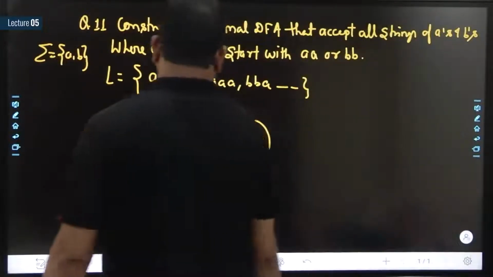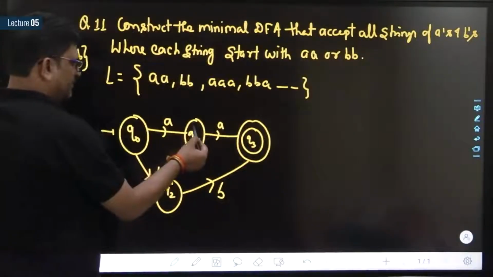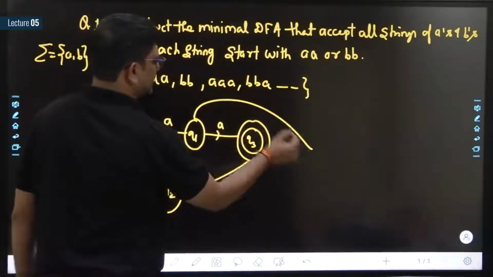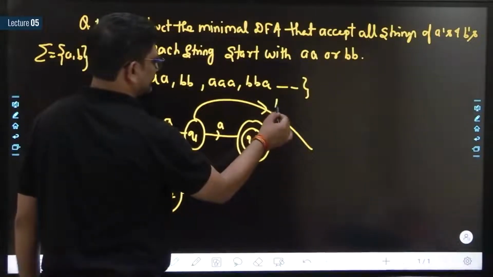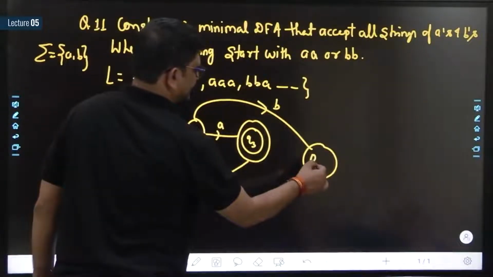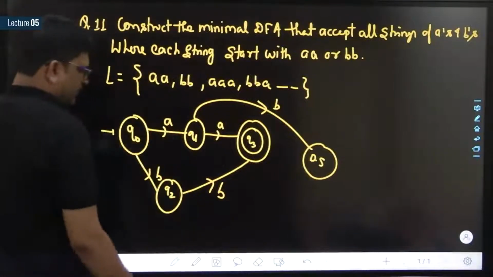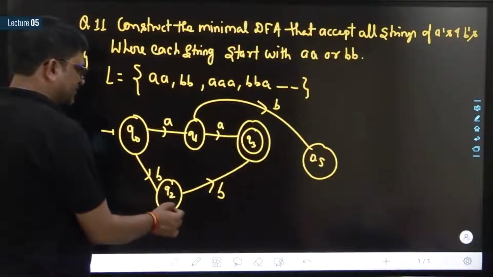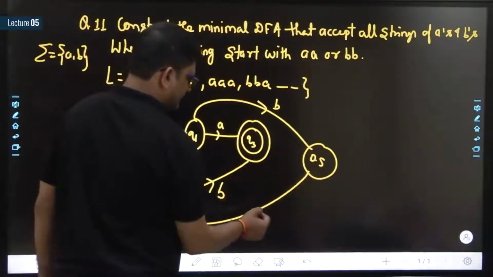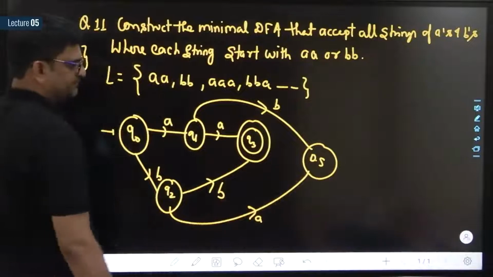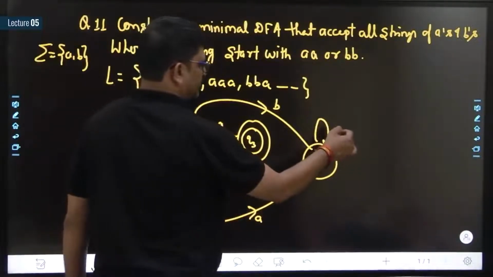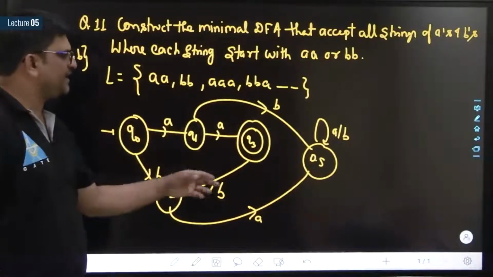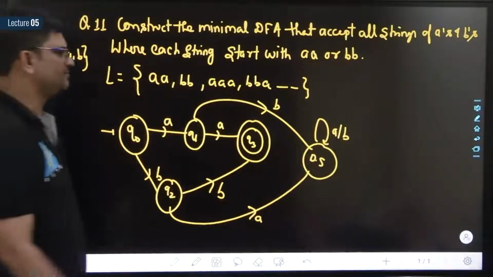Then what is the transition of B on the state Q1? It goes into the dead state. What is the transition on input symbol A on the state Q2? Dead state. Now A comma B: after AA or BB, any number of A's and B's can come.